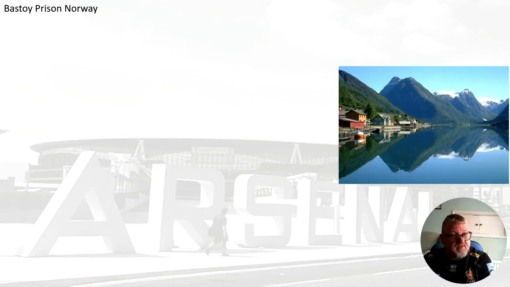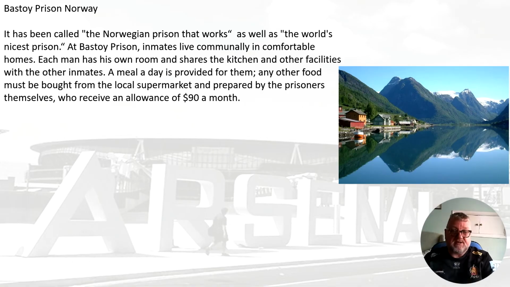And then we get to the opposite side of the Supermax. So you could have a look at Bastøy Prison in Norway. It's been called the prison that works, as well as the world's nicest prison. The Bastøy Prison inmates live communally in comfortable homes. Each man has his own room, shares the kitchen and other facilities with other inmates. A meal a day is provided for them. Any other food they have to buy from a local supermarket, and they have to prepare it themselves.